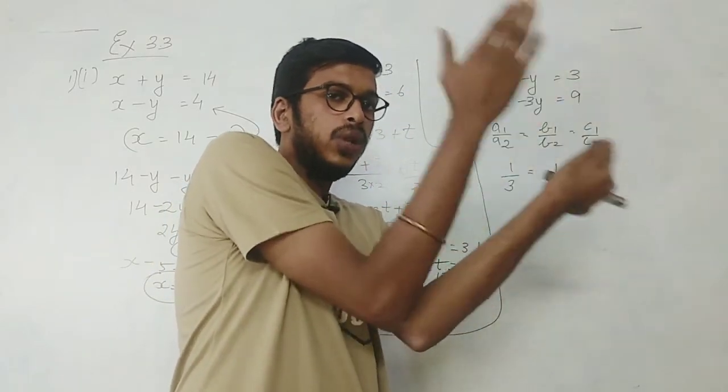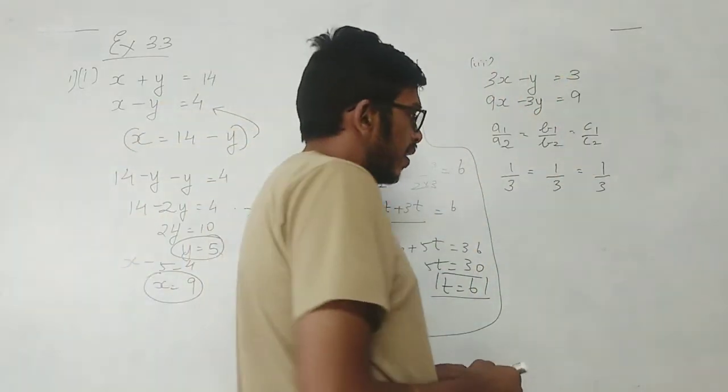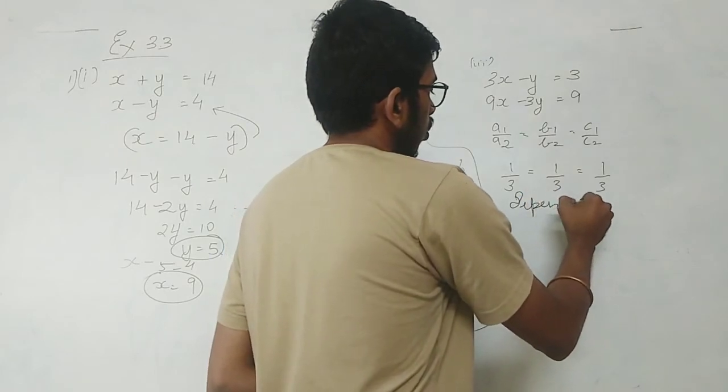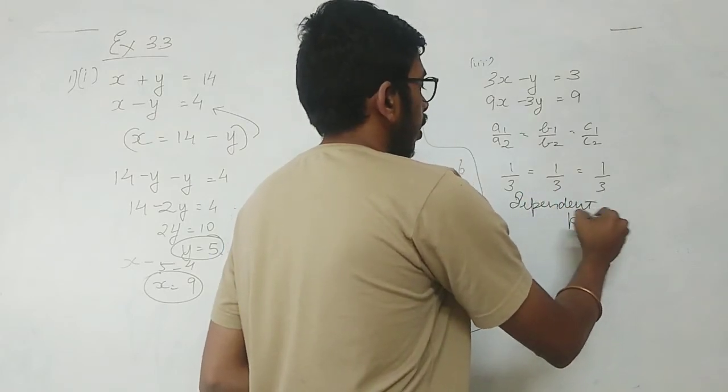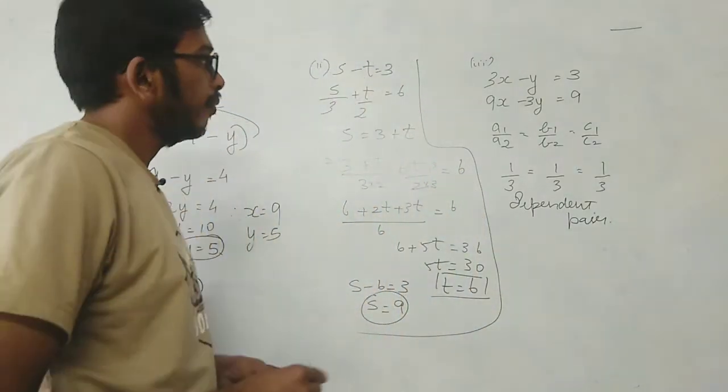They are completely coincident. Therefore, it has infinitely many solutions. Therefore, this is a dependent pair of linear equations. Dependent pair. That's it. Cool. Very good. Done.